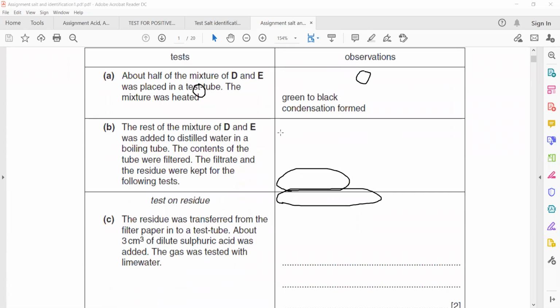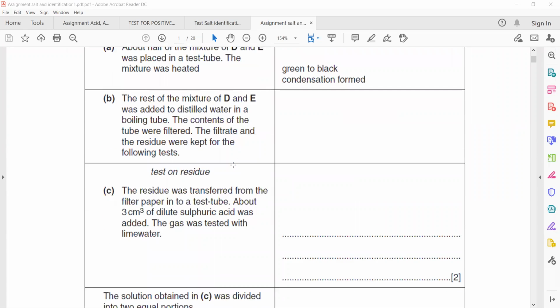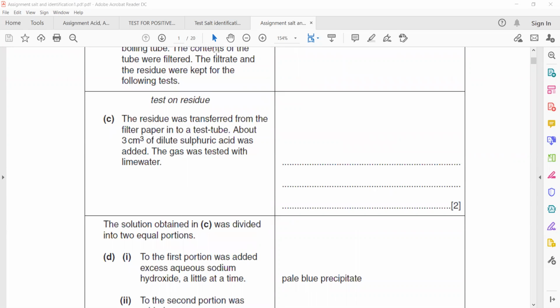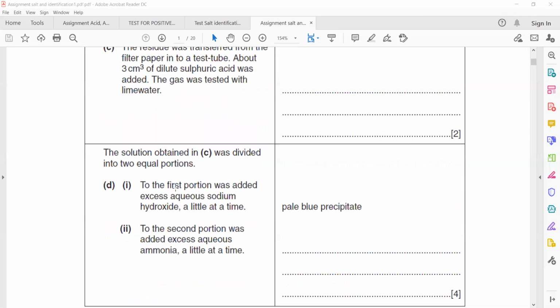Test on residue. Residue means E, because why E? E is an insoluble salt, so E should be the residue. So when you add sulfuric acid, whenever you add an acid to a metal carbonate, the carbonate salts give fizz, bubbles or effervescence, which will turn lime water milky. Then you add sodium hydroxide.